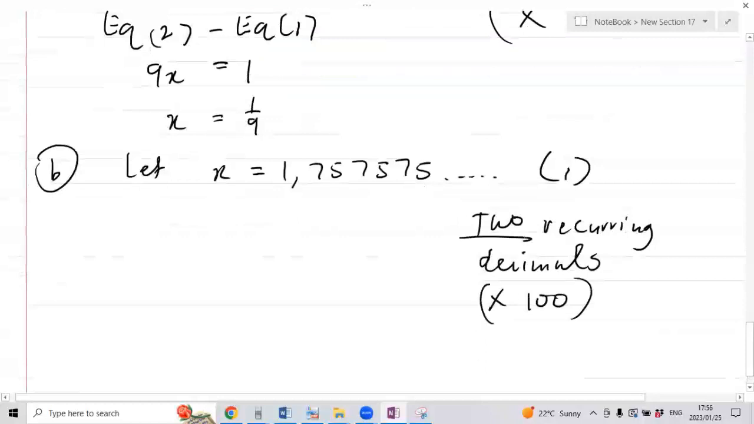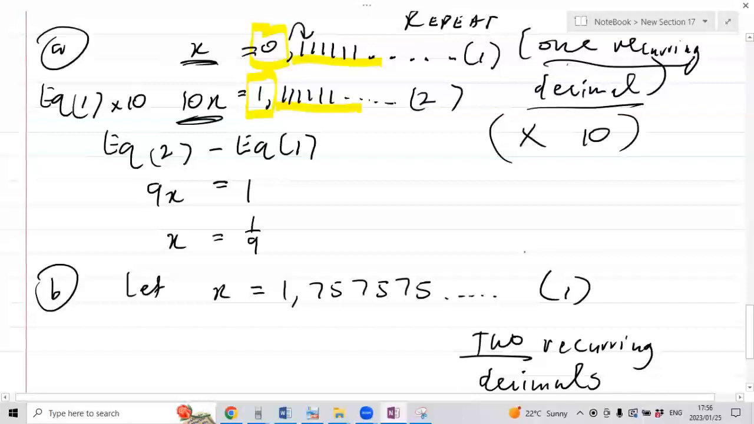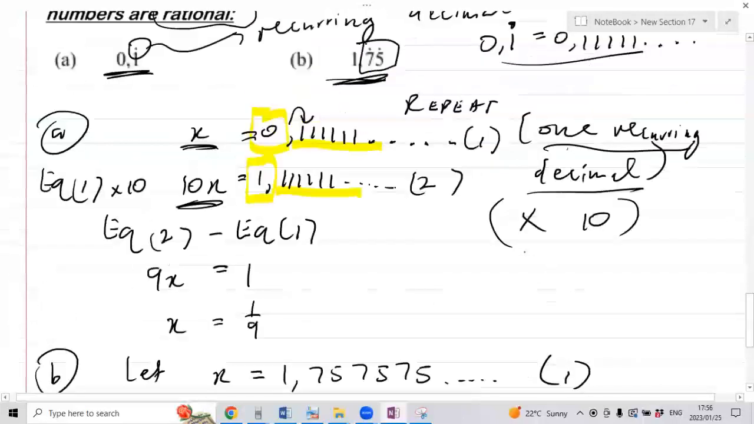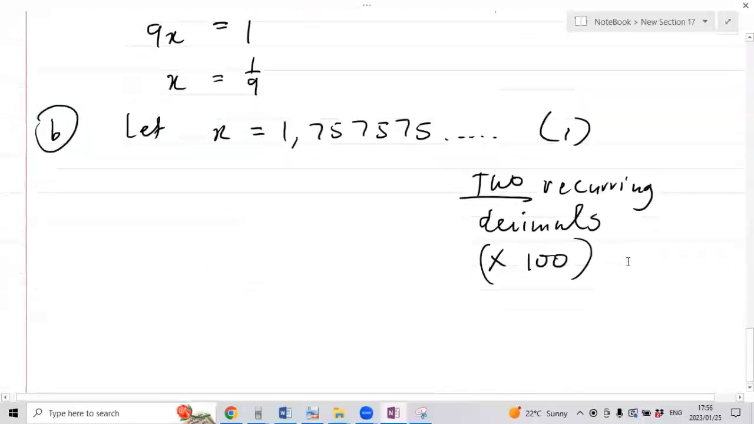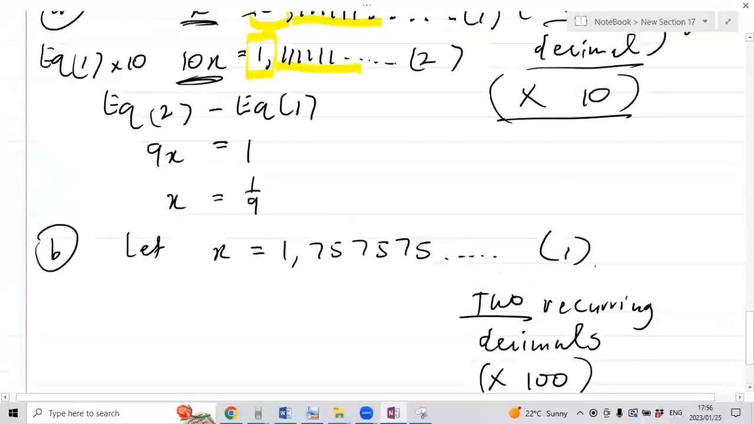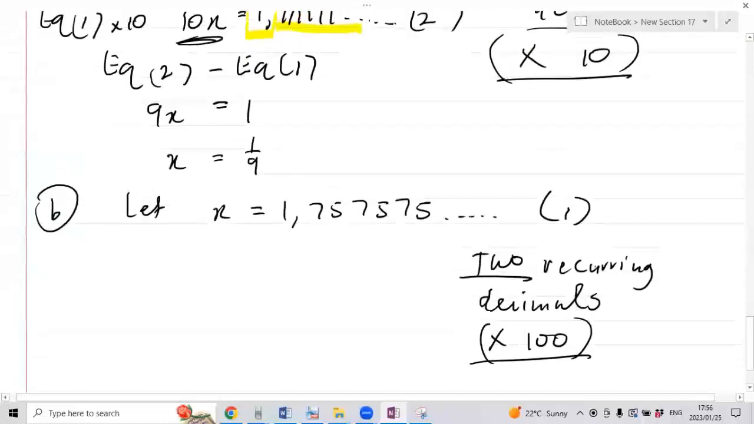And so you can get the pattern now. If you've got 3 recurring decimals, you'll multiply by 1,000. So for each recurring decimal, you just add 1 zero to what you're going to be multiplying by. If it's 1 recurring decimal, you multiply by 10. If it's 2 recurring decimals, you multiply by 100. And remember, when we multiply by 100, we move our decimal point 2 places to the right.